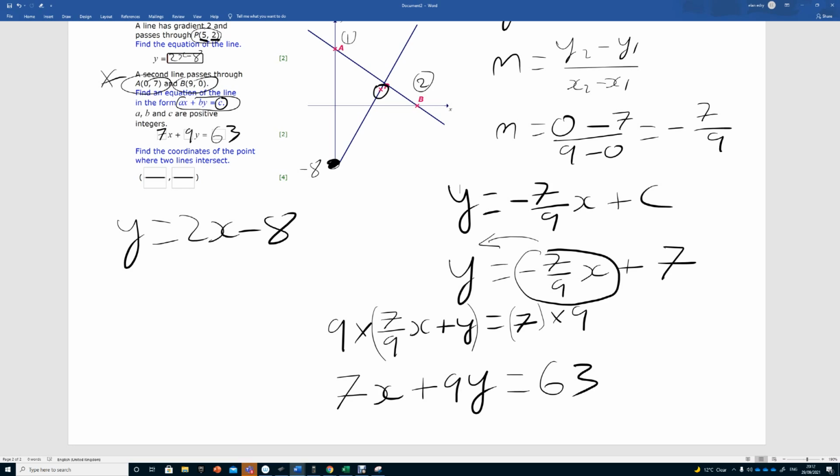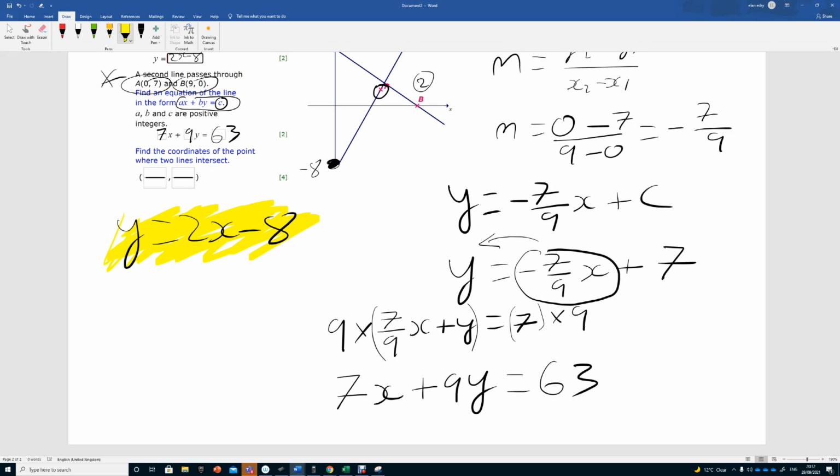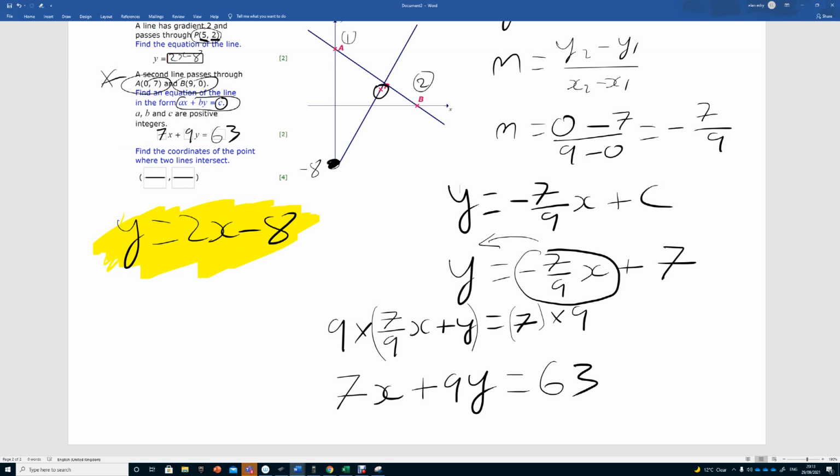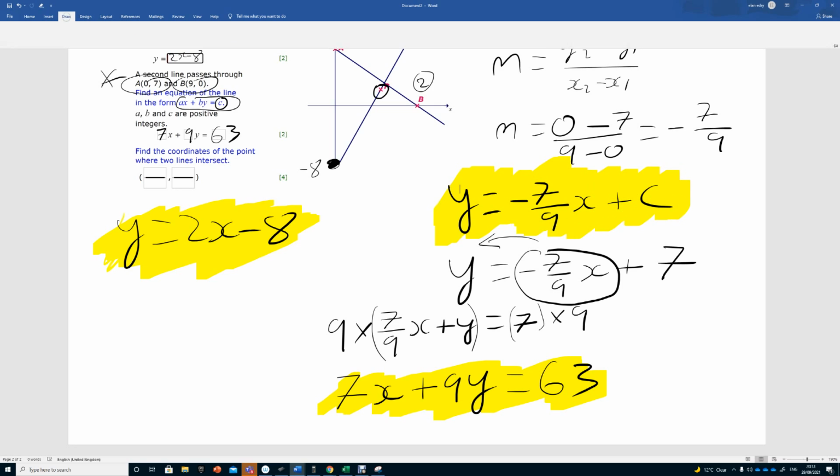So the easiest way to do that is to look at both the equations. So we've got y equals 2x minus 8 is one of them. And the other one, let's make my highlighter a bit thicker there. It's better. And the other one is 7x plus 9y equals 63. But the easiest thing is to get y on its own, which we've actually done earlier. So y equals minus 7 ninths x, and it was plus 7.